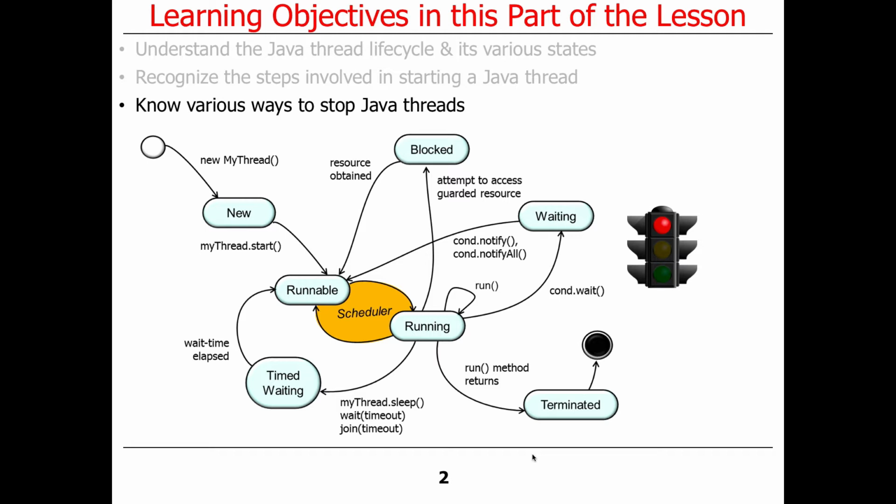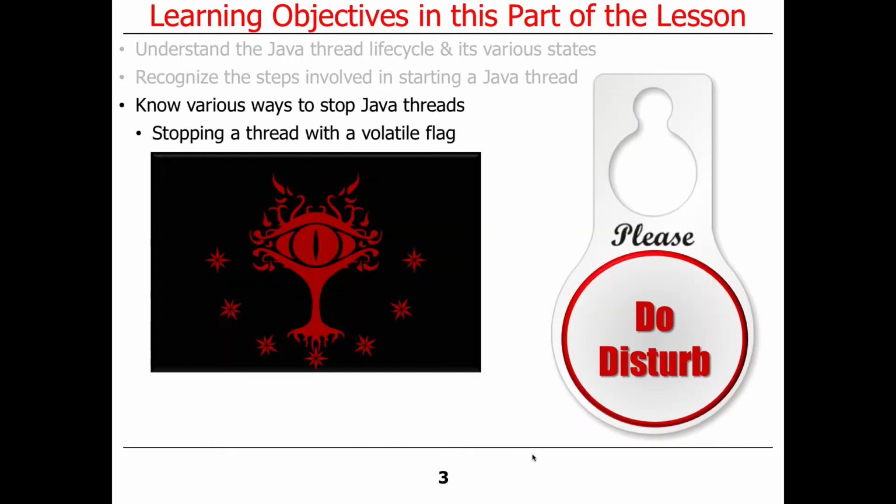What we're going to do today is talk about various ways to stop Java threads. This should be very helpful for the current assignment because there's lots of things in there that require knowing when to stop stuff. We'll start by discussing how to stop a thread with a volatile flag, which is honestly not the best way to do it, but it's worth knowing about. And then we'll talk about better ways to do that.